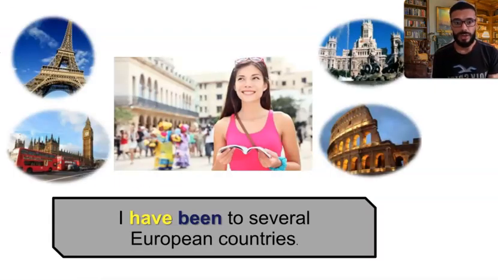In order to start, let's take a look at some sentences and analyze their structure, right? Look at this sentence and listen to it. I have been to several European countries. Take a look at the verb have and the participle been. This is what we're going to study today. It's a structure, right?